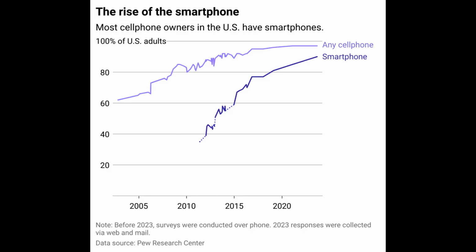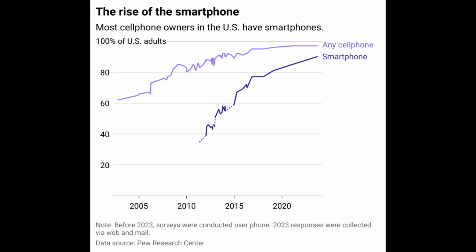The following line chart gives information about ownership of cell phones and smartphones in the US. From the line chart we can see in 2005, about 62% of adults owned a cell phone. In 2010, about 35% of adults owned a smartphone, and 80% owned a cell phone.